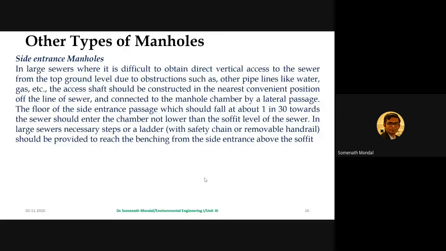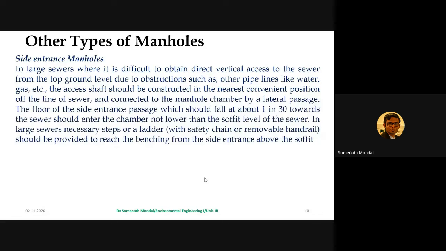Next is side entrance manhole. So side entrance manhole is used in case of large sewers where it is difficult to obtain direct vertical access to the sewer from the top ground level due to obstructions such as other pipelines, water and gas lines. So the access shaft should be constructed in the nearest convenient position of the line of the sewer and then connected to the manhole chamber by a lateral passage. Fine. Remember this. That is why we say side entrance manhole.